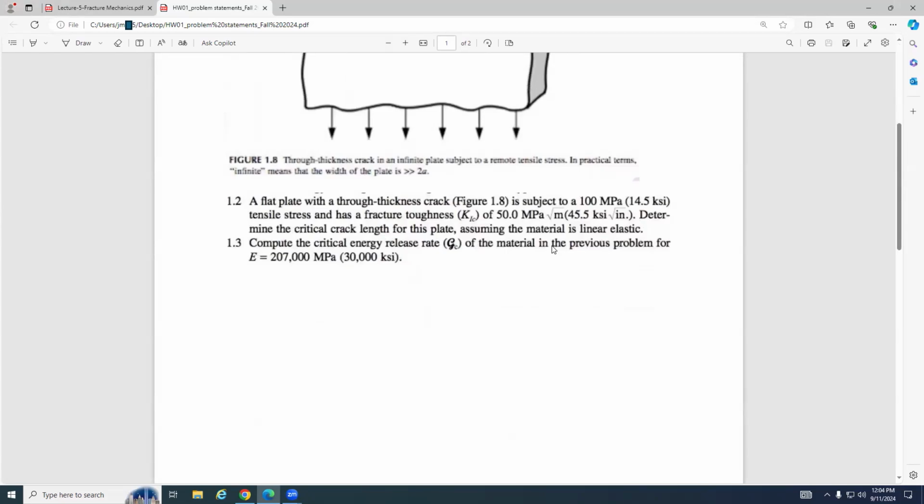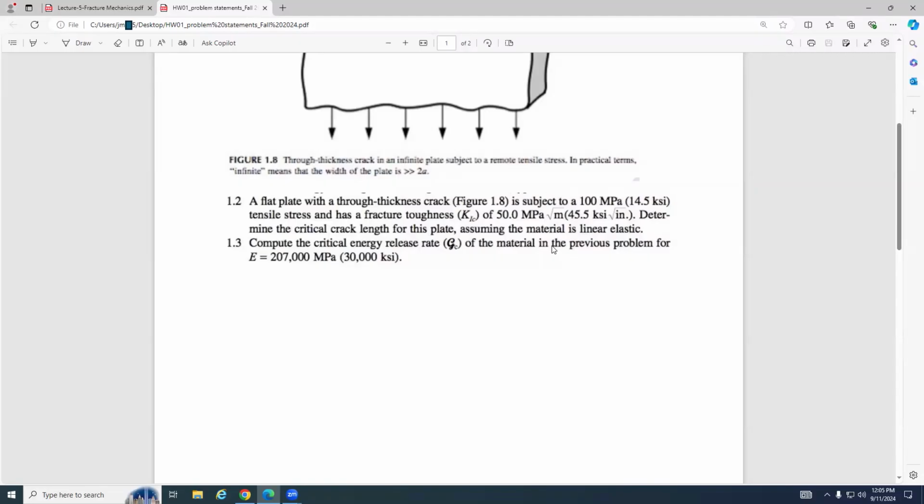So first one, the flat plate with a through thickness crack, this one, and it's subject to 100 megapascal. We have two unit systems. One is megapascal, one is ksi. We have tensile stress, and the fracture toughness KIC.